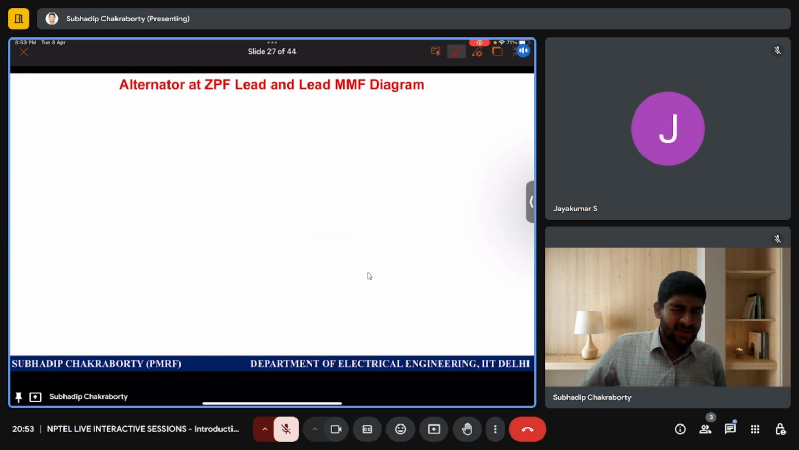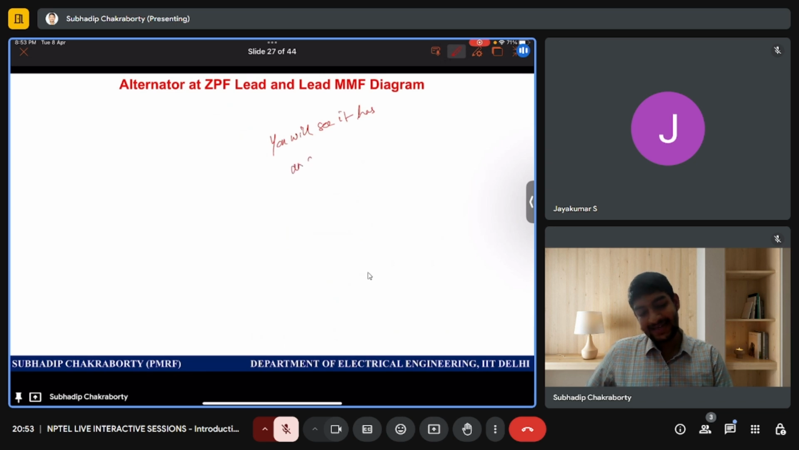Similarly, lead diagram you can do. Just the ZPF lead diagram, you will see it has an aiding component.